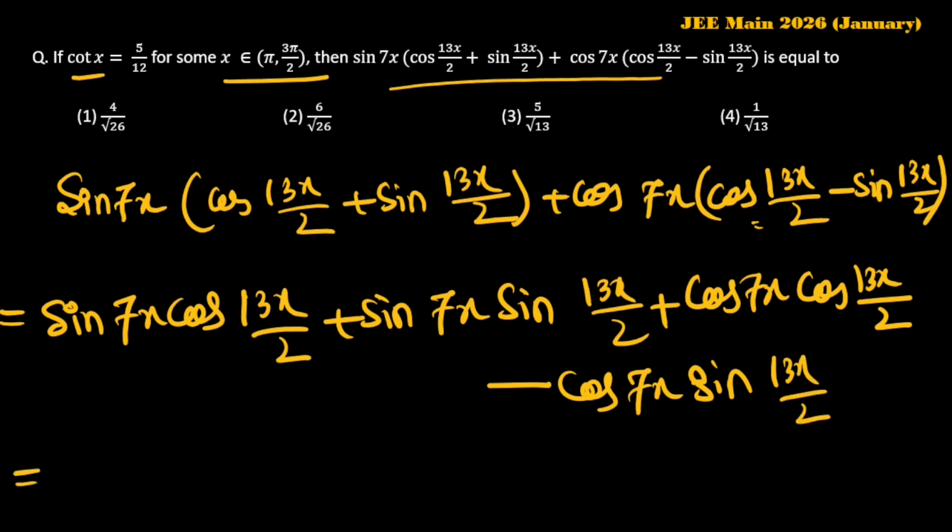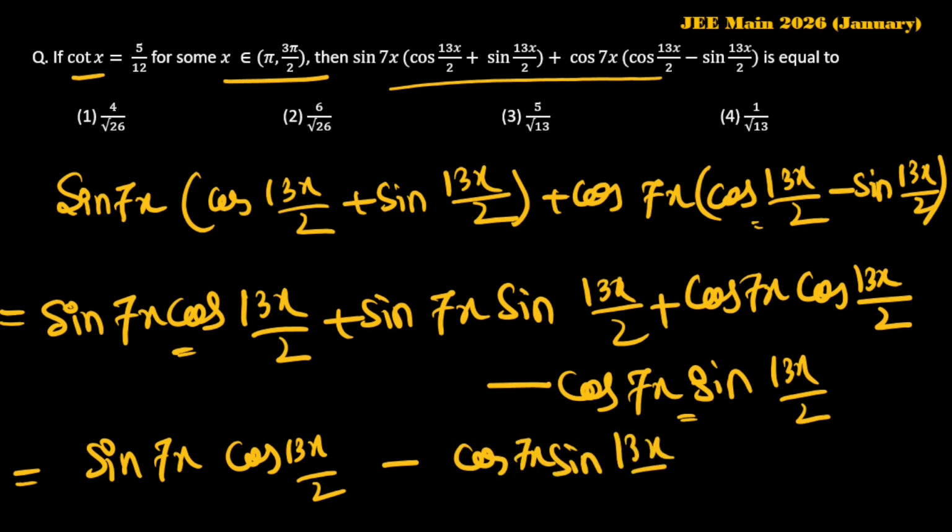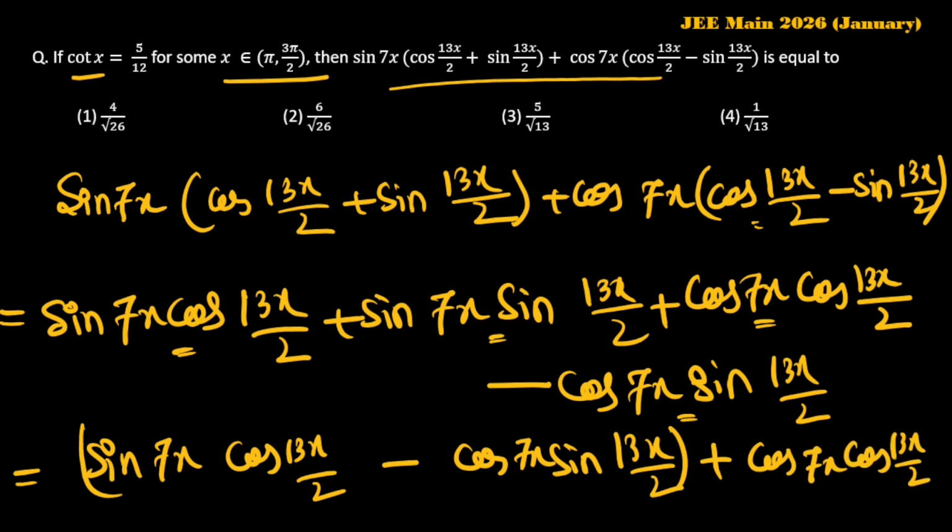Now we rearrange the terms. We arrange sin 7x cos 13x over 2 and cos 7x sin 13x over 2 together, because we use one formula here. I will discuss the formula later. Second, we group the second and third terms, that is cos 7x cos 13x over 2, and the last term, sin 7x sin 13x over 2.